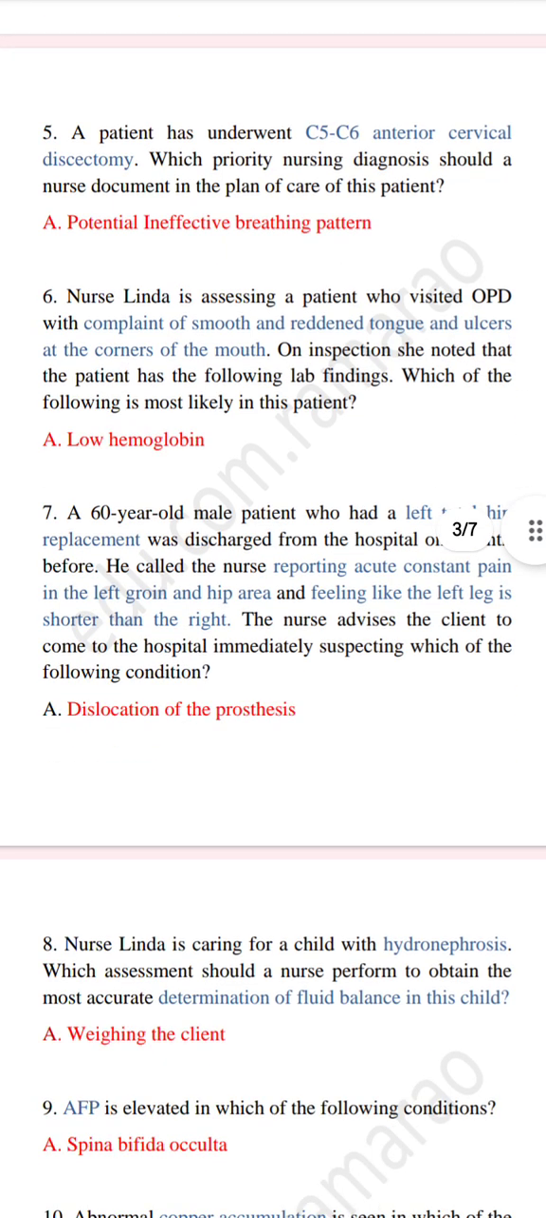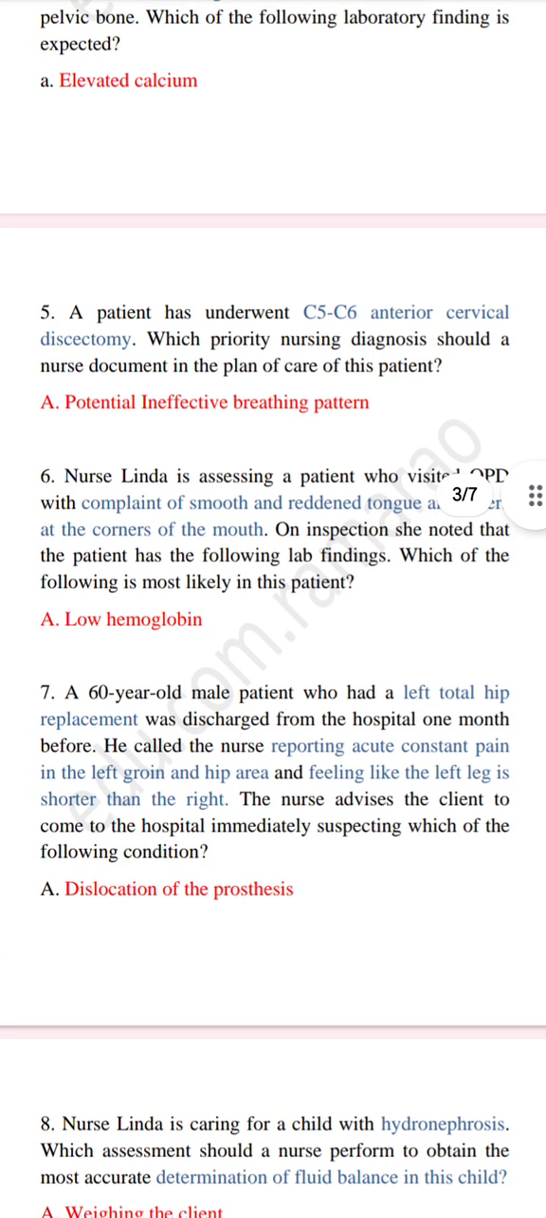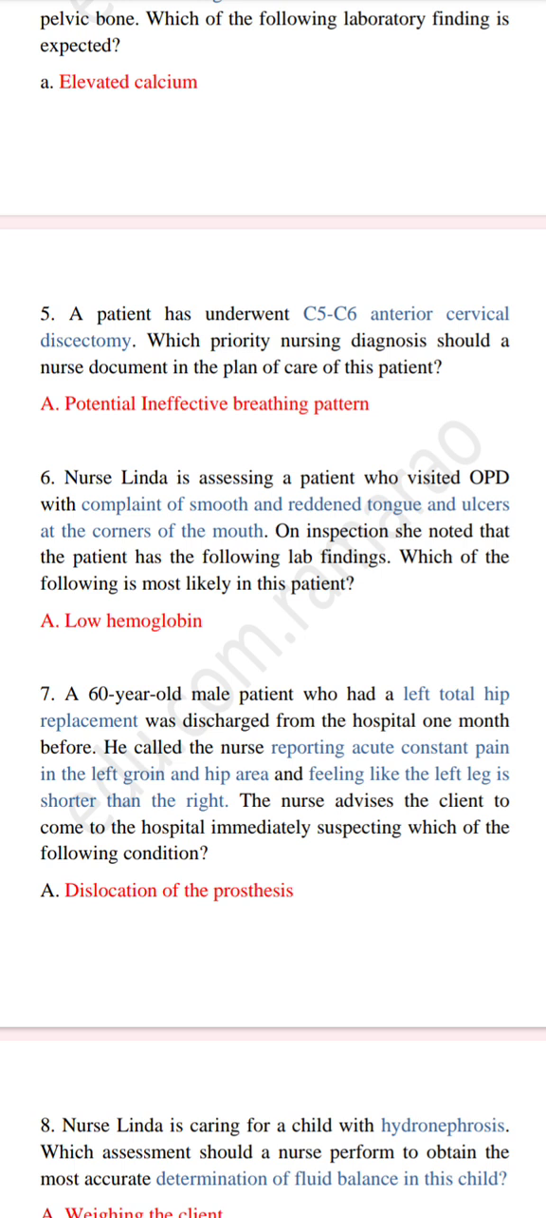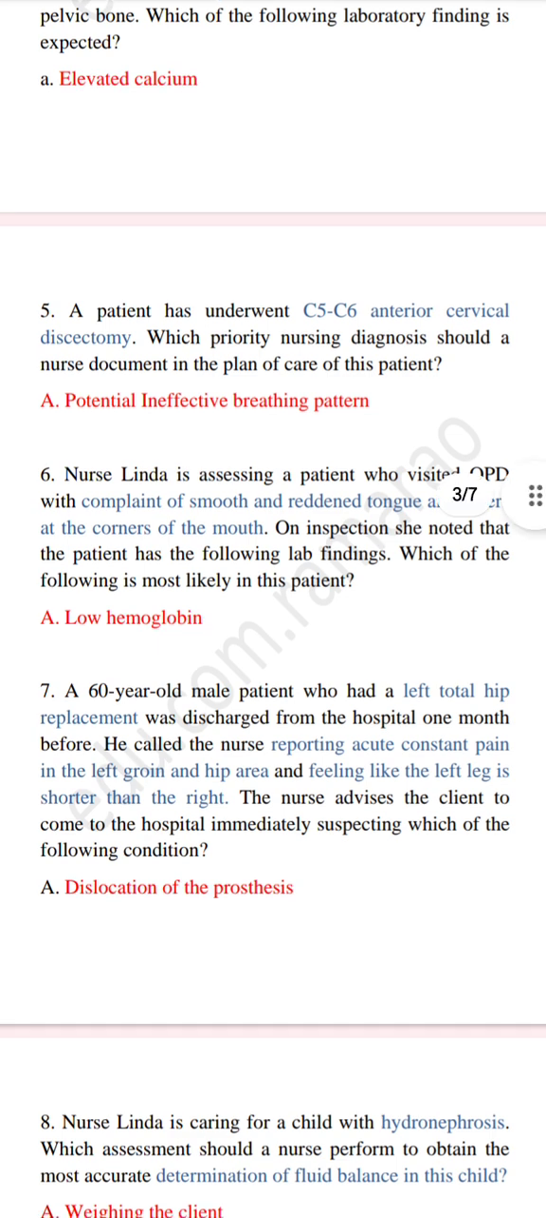Then, next question. A 60-year-old male patient who had a left total hip replacement was discharged from the hospital 1 month before. He called the nurse reporting acute constant pain in the left groin and hip area and feeling like the left leg is shorter than the right. The nurse advises the client to come to the hospital immediately, suspecting which of the following condition? Here the answer is there is a chance for dislocation of prosthesis.